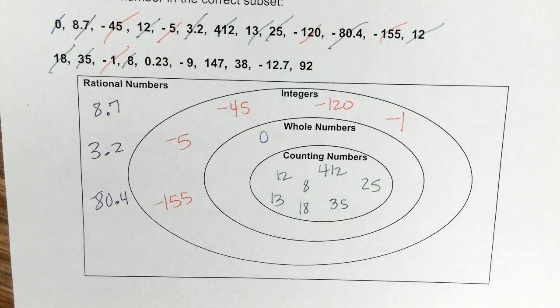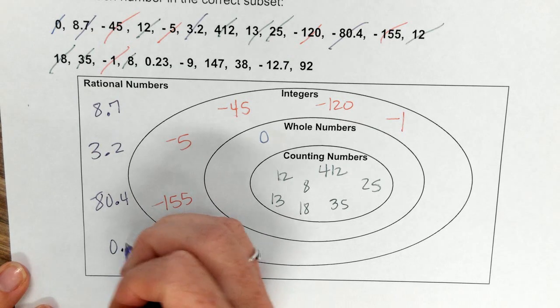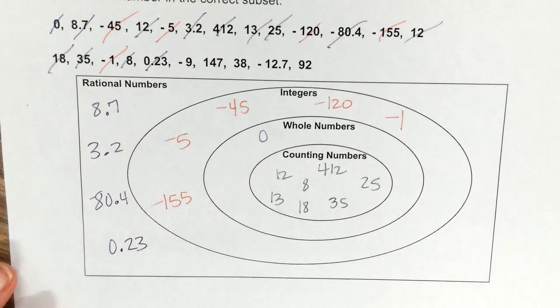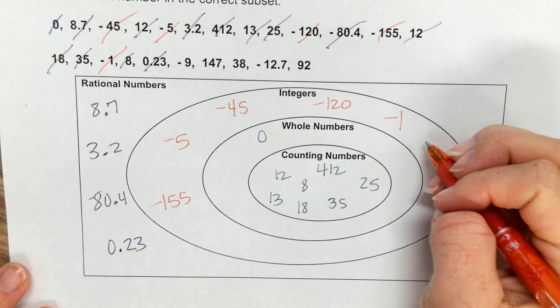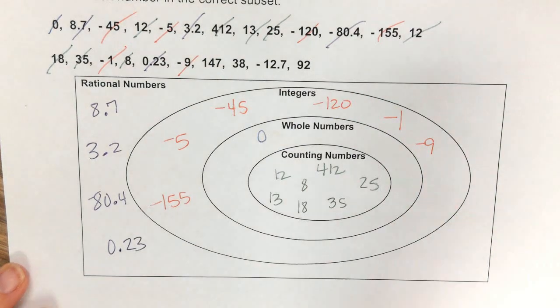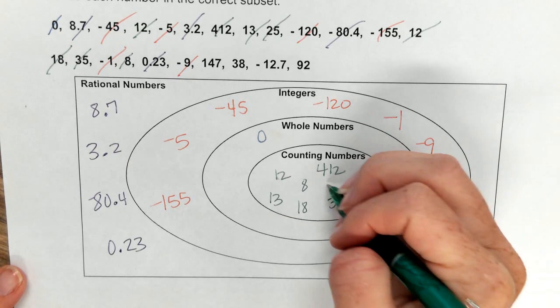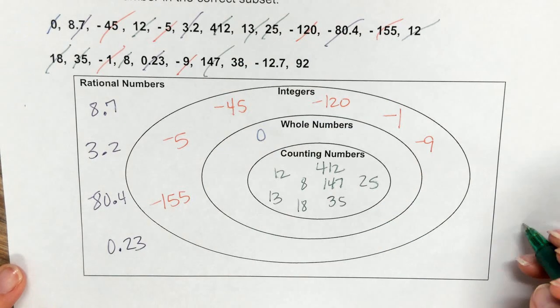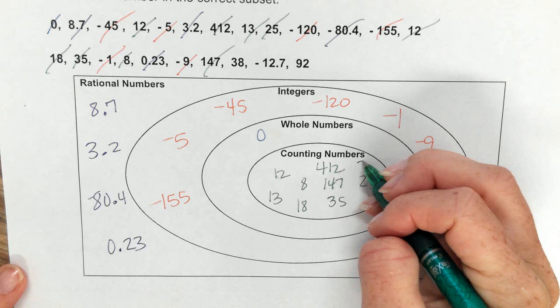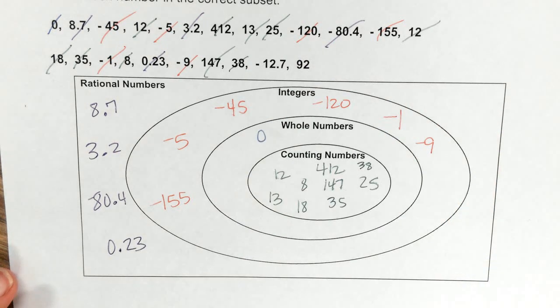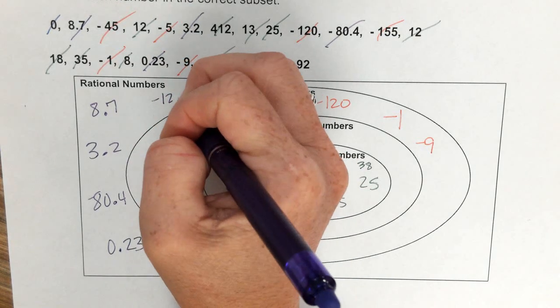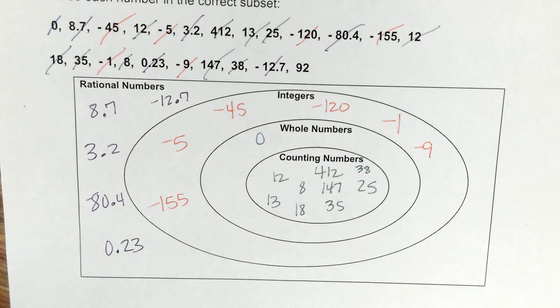23 cents. Rational. Negative 9. Integer. 147. Counting. 38. Negative 12.7. Rational. But it has a negative sign. It's a decimal. Very good. So it is not an integer. 92.